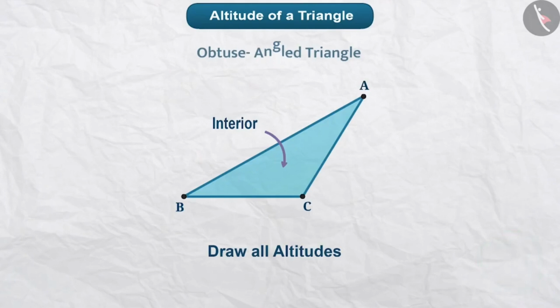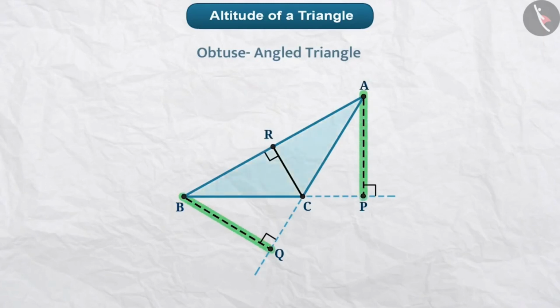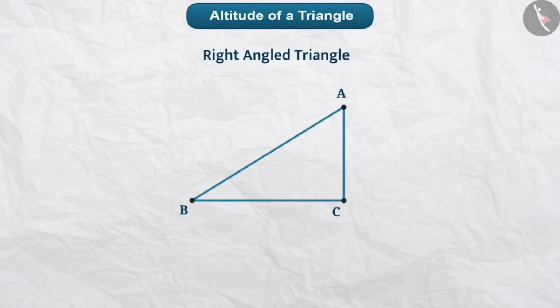If we talk about an obtuse angled triangle, we can draw altitudes in this way. As you can see, the altitudes in an obtuse angled triangle can also be in the exterior of the triangle. Similarly, if we talk about a right angled triangle, then its 2 sides are perpendicular to each other.